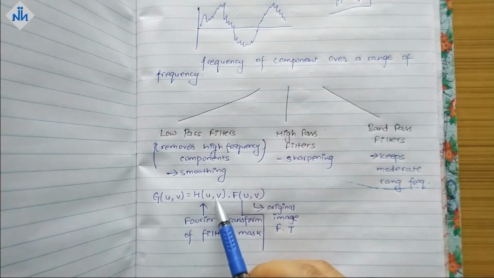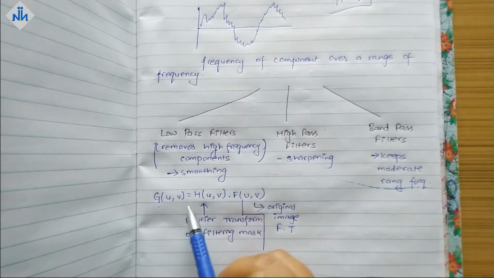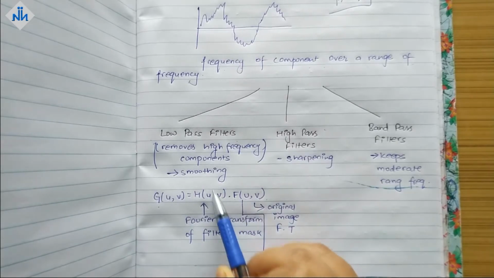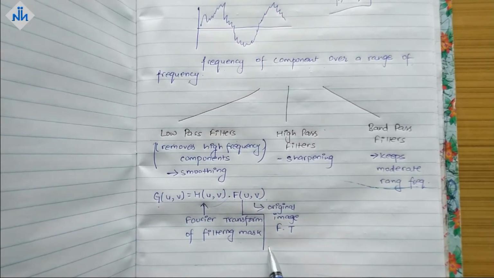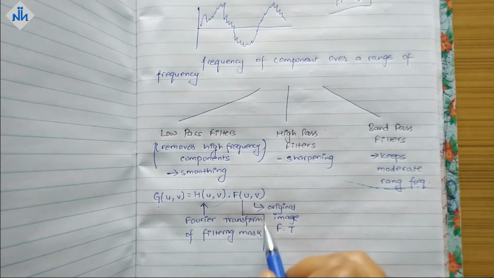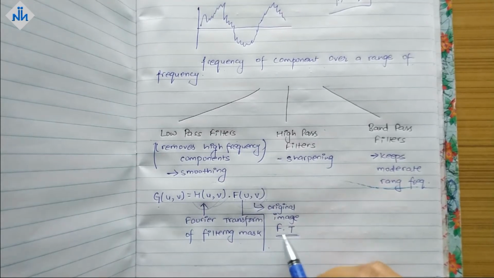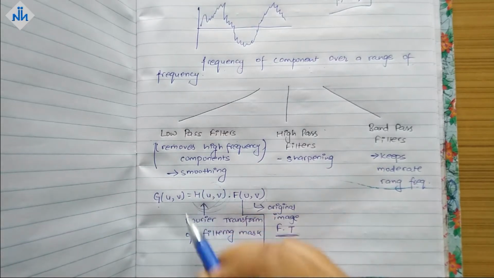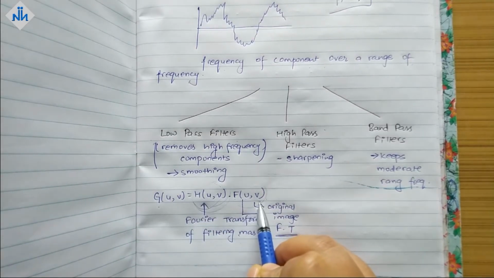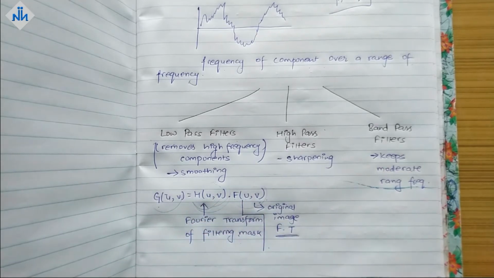It can mathematically be represented like this: G of UV is equal to H of UV dot F of UV. H of UV is the Fourier transform of the filtering mask. So we have a filtering mask, and the Fourier transform of that will be represented by this, and this is the Fourier transform of the original image. Basically we will be given an image. We first have to find its Fourier transform and the Fourier transform of the filtering mask, and then those two are multiplied to get our final low pass filtered image. This is quite a big task to do, but this is how it is performed.